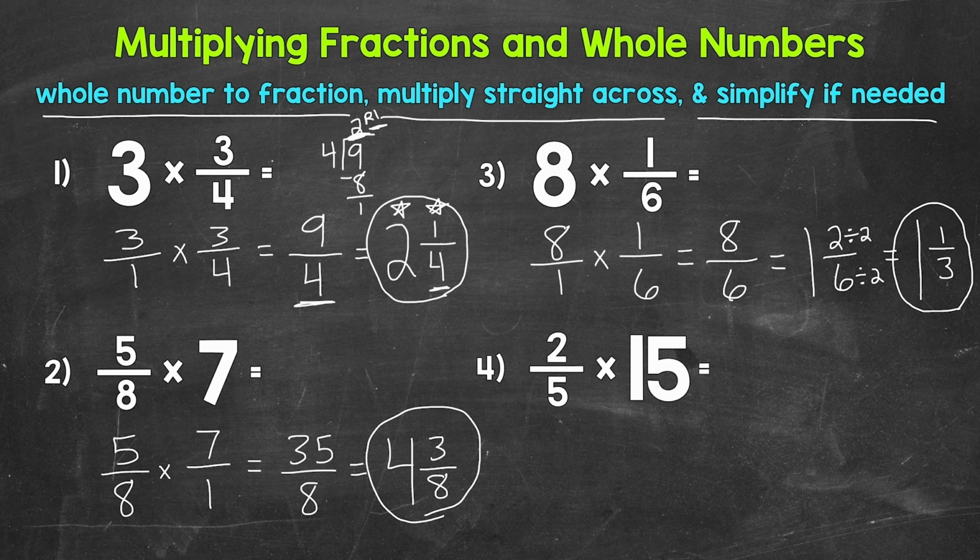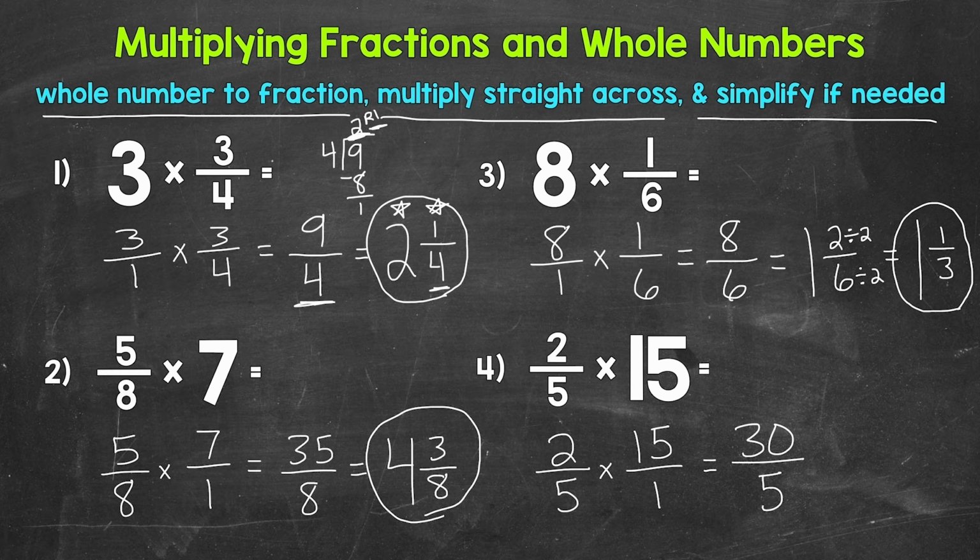Lastly, let's move on to number 4, where we have 2/5 times 15. So let's rewrite our whole number in fractional form here. And now we can multiply straight across. We'll start with the numerators. 2 times 15 gives us 30. And then for the denominators, 5 times 1 gives us 5. So we end up with 30/5, which is an improper fraction.